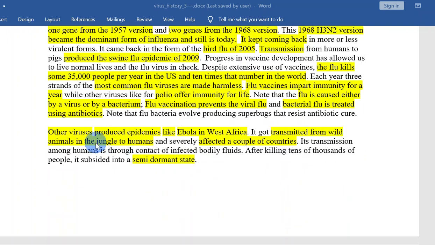Other viruses produced epidemics like Ebola in West Africa. It got transmitted from wild animals in the jungle to humans and severely affected a couple of countries. Its transmission among humans is through contact with infected bodily fluids. After killing tens of thousands of people, it subsides into a semi-dormant state.